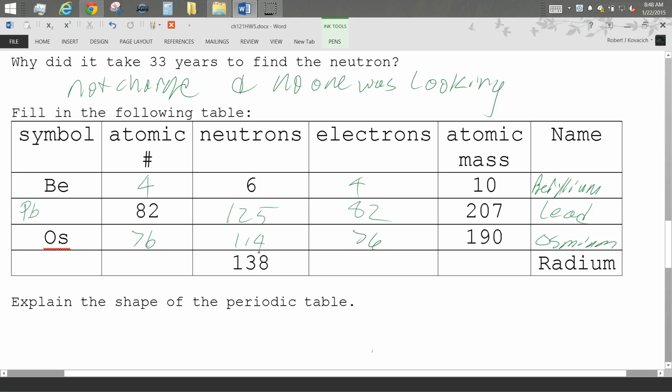Okay. If my name is radium, then I have a symbol of Ra, and I've got an atomic number of 88, which gives me 88 protons. And if I've got 88 protons and 138 neutrons, I've got 226, is that right? 226 for my total mass.